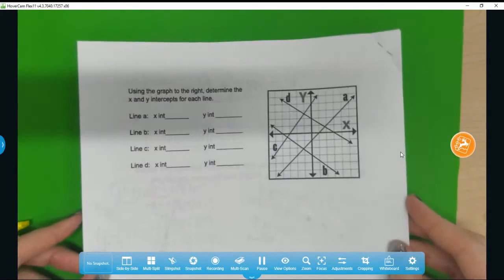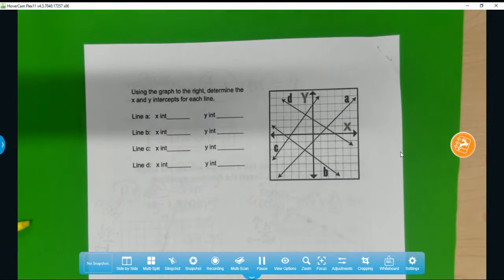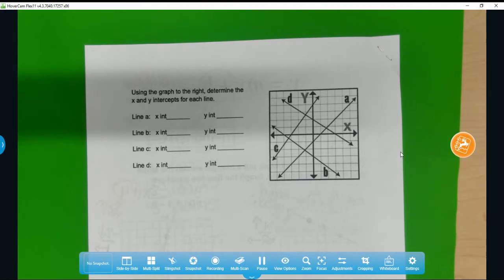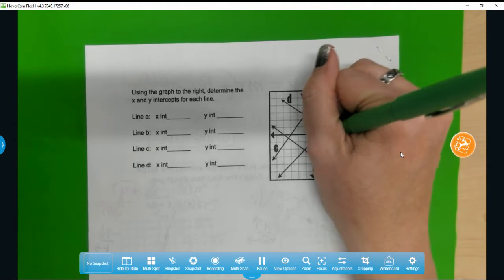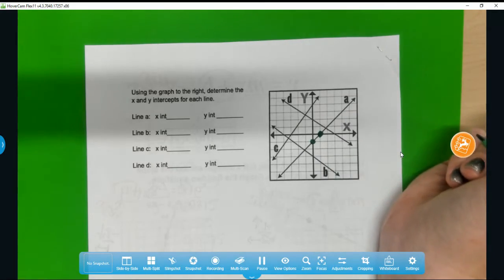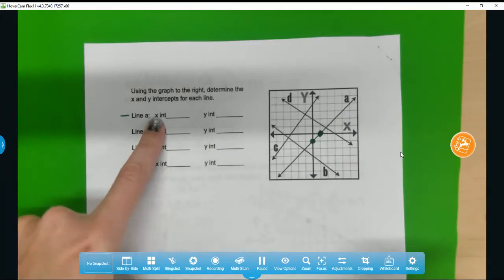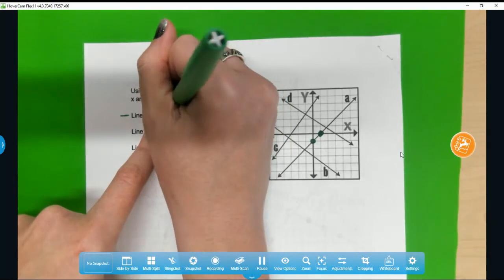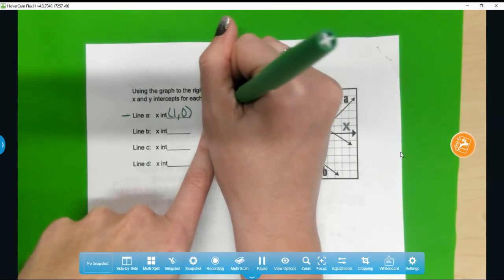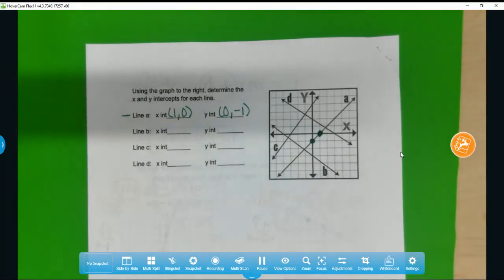All right, on this one, let's go ahead and find the x and y intercept of all of these. So for line A, there's my x-intercept, there's my y-intercept. So my x-intercept would be 1, 0, and you always want to write it as a point. My y-intercept would be 0, negative 1.